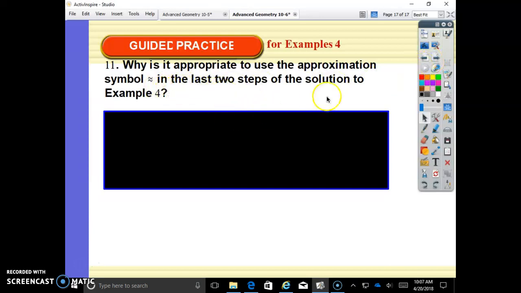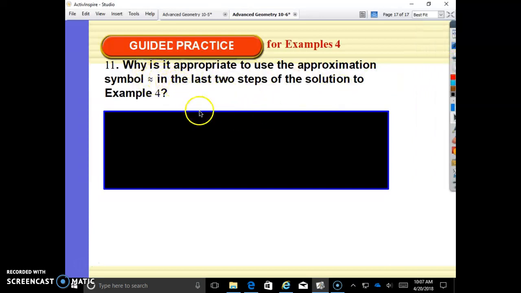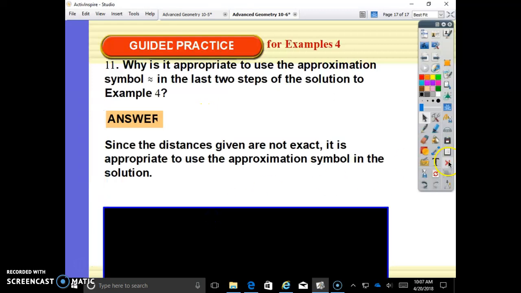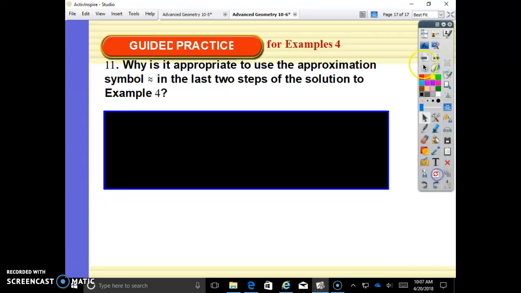And then they wanted to know why are you using an approximation symbol, because anytime that you are rounding, you should use an approximation symbol. Okay? Anytime that you're rounding, that's the appropriate symbol to use.